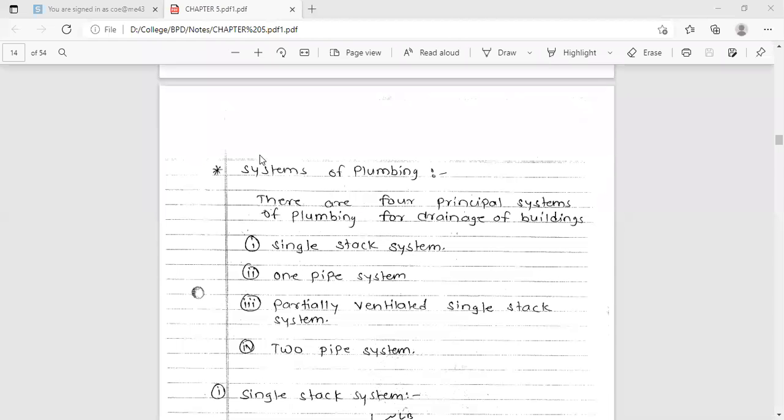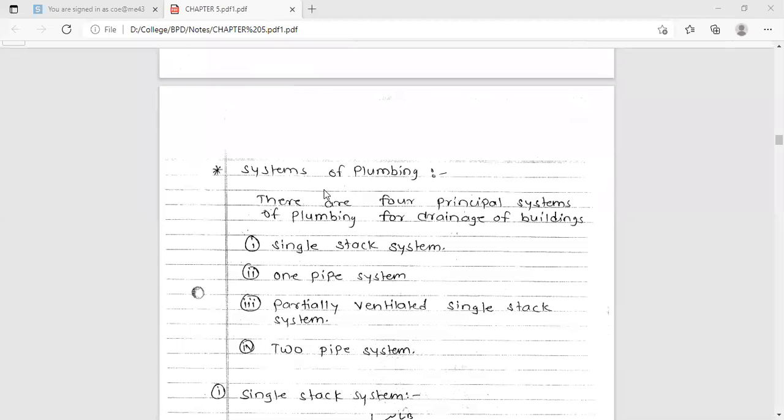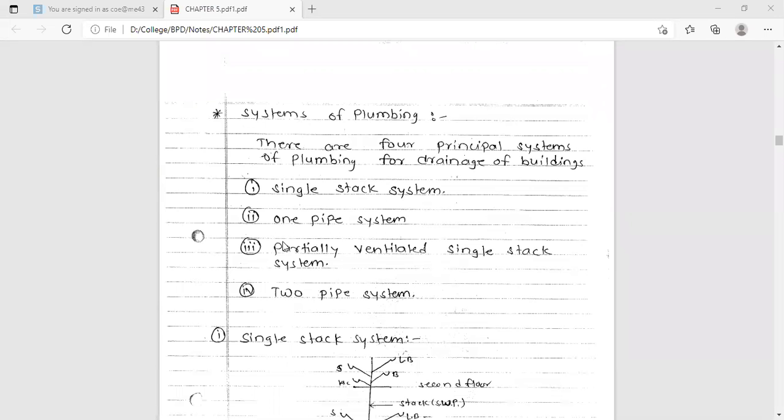Here in systems of plumbing, totally four types are there, or we can say four systems are there. In that, the first one is the single stack system, the second one is the one pipe system, the third one is the partially ventilated single stack system, and the fourth one is the two pipe system.